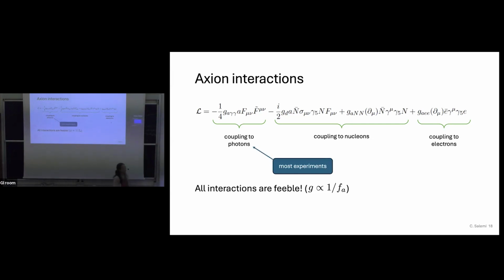Okay, so most experiments, including the ones I work on and all the ones that I'm going to tell you about today, look for the interaction between axions and photons. Does anybody have any idea why this might be?